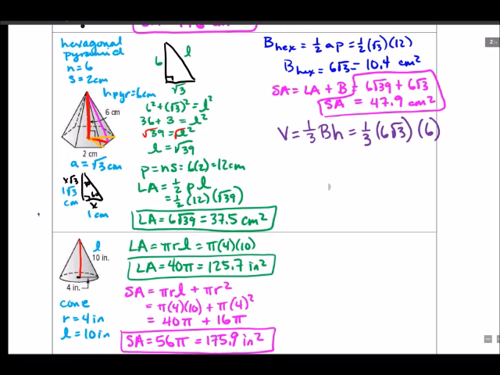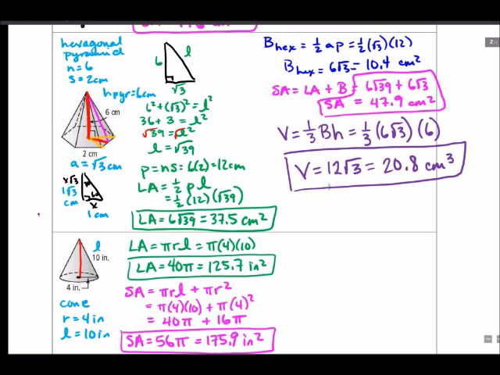So we could have done this one, if we wanted simplest radical form, as 36 divided by 3, which would be 12 square root 3. And if we put that into our calculator, we get 20.8 centimeters cubed. And we use our radical area of the base so that we don't have rounding errors.